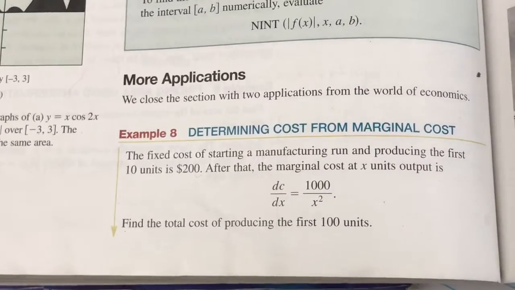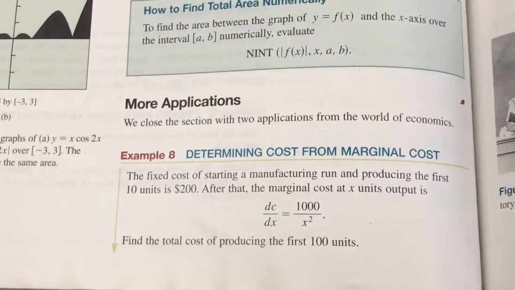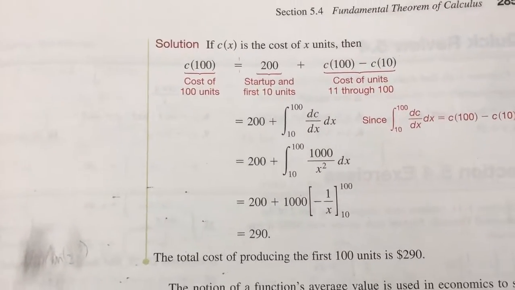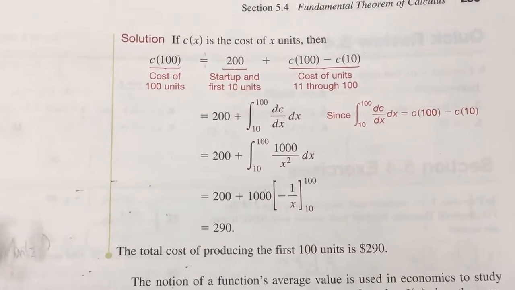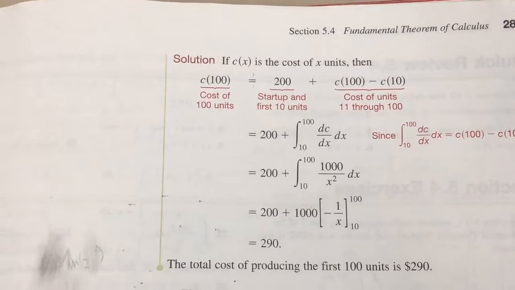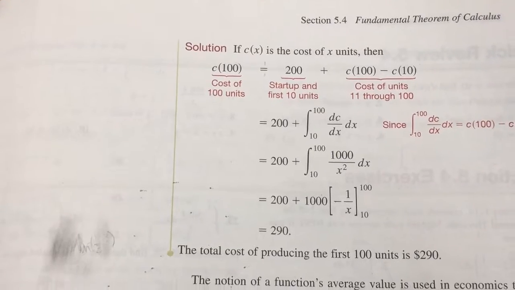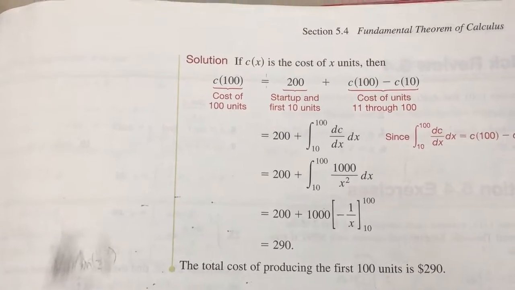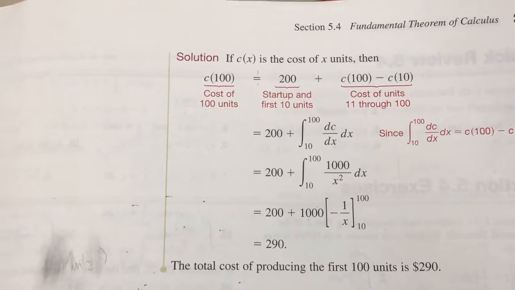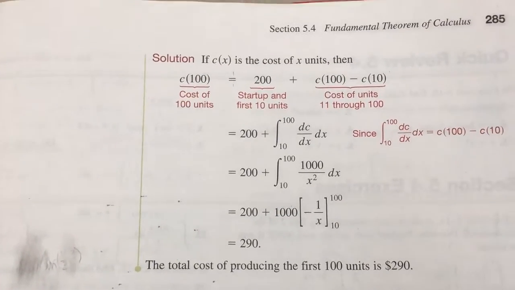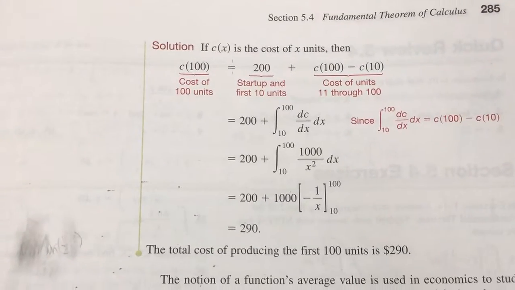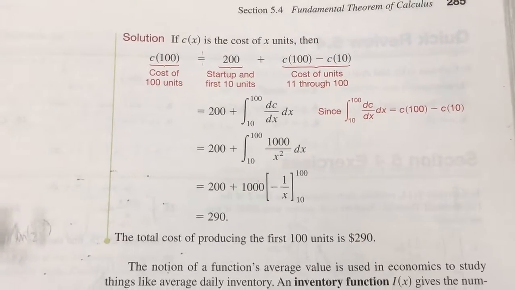We already know the cost of the first 10 units, so we're trying to find the cost of the next 90 units. So you would have to integrate from 10 to 100. Does that make sense? We don't do 0 to 10 because we already know that is 200. So the total cost is 200 plus the integral of the marginal cost from 10 to 100, and that'll give you your answer. Looks like it's 90 additional dollars. So 290 total.